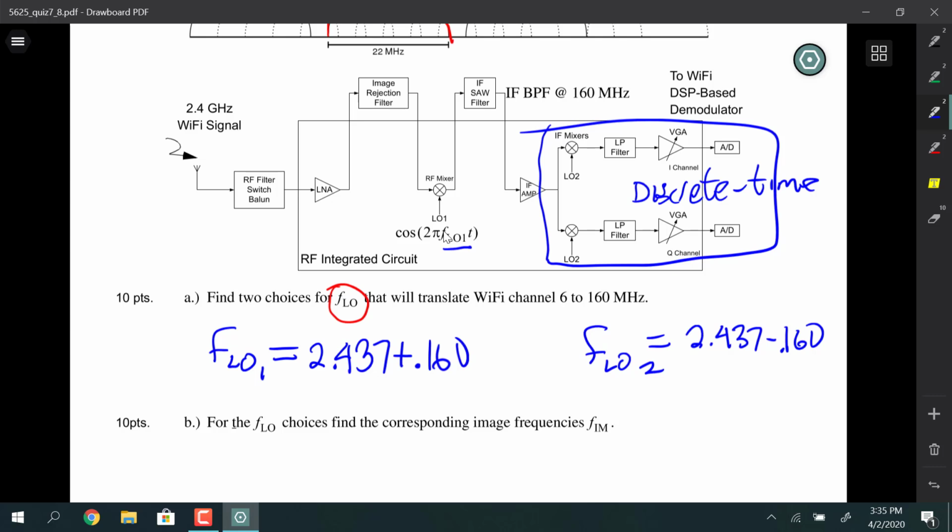So I'll just take this one and add this one up, so 2.597. In this one I have to subtract, so I have to think harder because I have to borrow. I don't have my tool running, but I'll just go with a positive one for now. I don't want to get too carried away with the math. So 2.597 gigahertz. This would be the high side tuning local oscillator, and then it will down convert it.